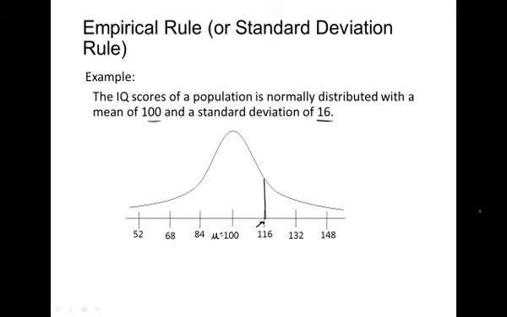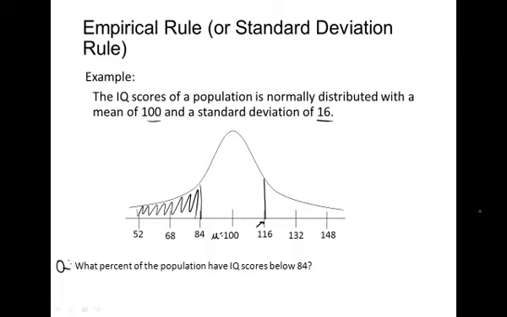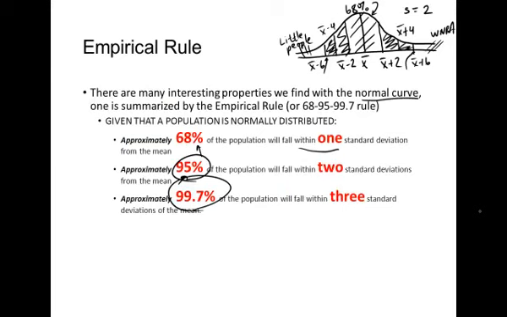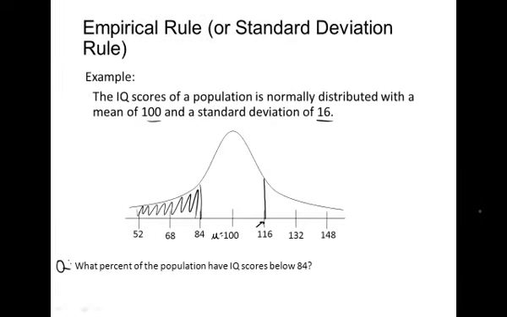mean. So we can ask questions based on this information using the empirical rule, or standard deviation rule. What percent of the population have IQ scores below 84? So identify where 84 is. So this would be below 84. Okay? So based on what we did here, keeping in mind that 68% fall within 1, 95 within 2, and 99.7 within 3, you could answer this question.